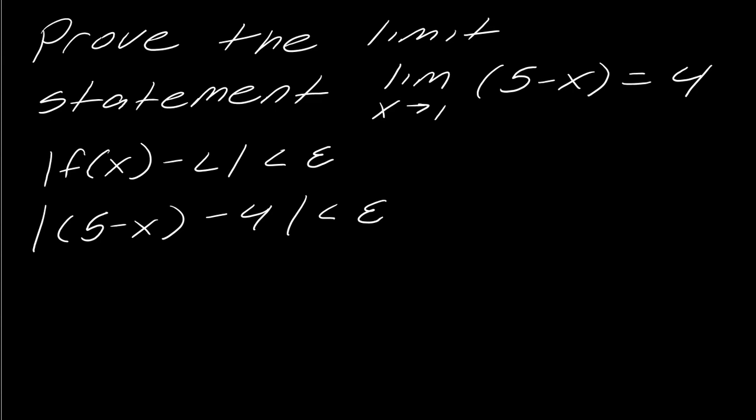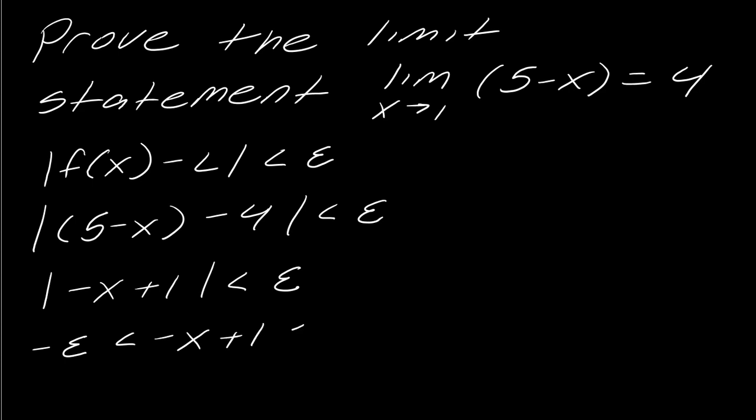So to do this, if I simplify, this is going to become negative x plus 1 is less than epsilon. So to solve this for x, I set this up as negative epsilon is less than x plus 1, which is less than epsilon. And so then I can subtract 1 from all sides to get negative 1 minus epsilon is less than negative x, which is less than epsilon minus 1.